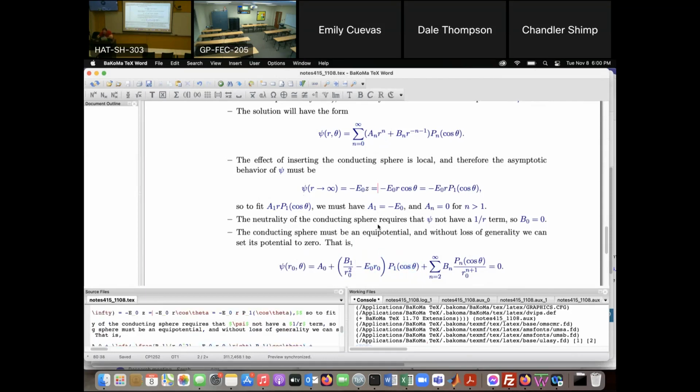And then, as I mentioned, b0 is 0. We still have the other b terms as yet unknown. b1 is multiplied by p1, and the other b terms were multiplied by these higher degree Legendre polynomials. And then we still have a0. All other a terms have been accounted for.